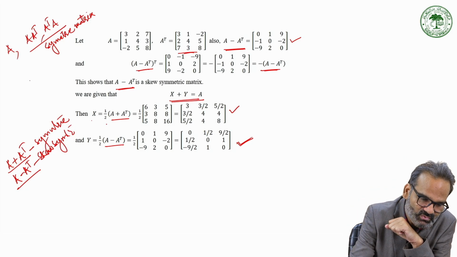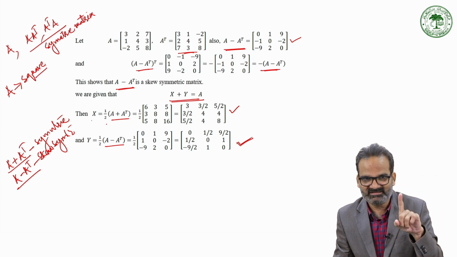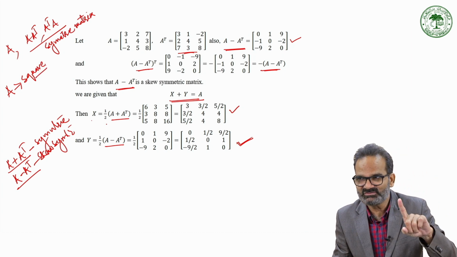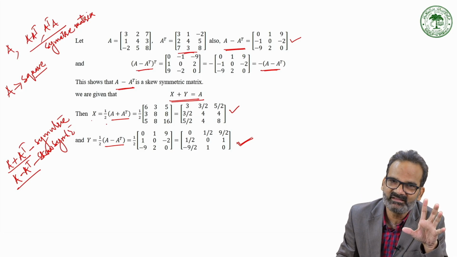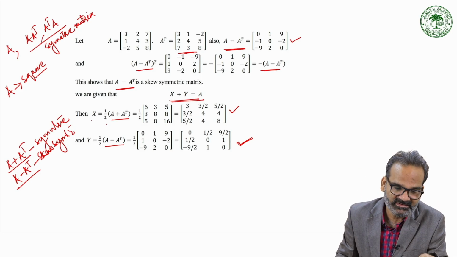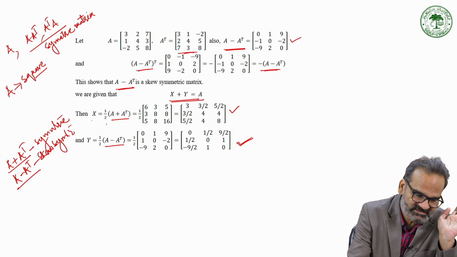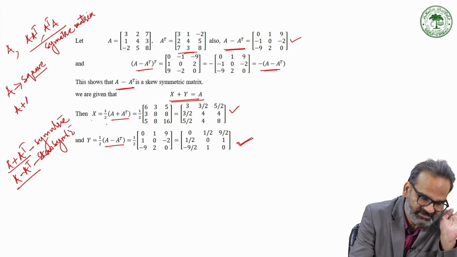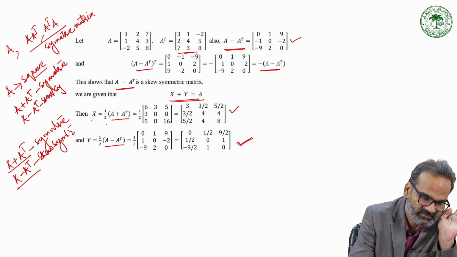What is example 2? Example 2 is this: if A is any matrix, but now the condition is that A should be square. Clear? That is the basic difference between example 1 and example 2. In example 1, A may be square or rectangular, but in case 2, A is a square matrix, then A plus AT is symmetric, right? And A minus AT is skew symmetric. Clear?